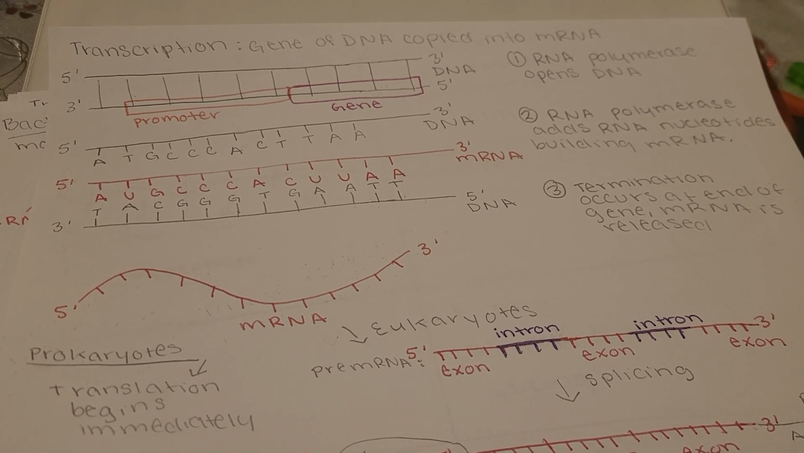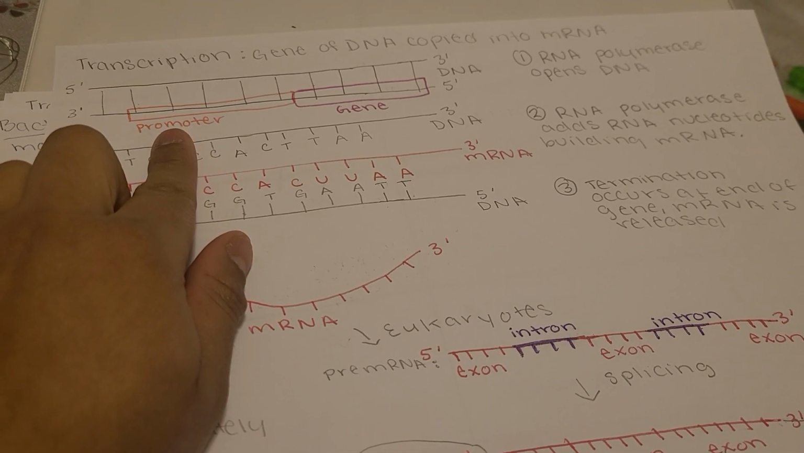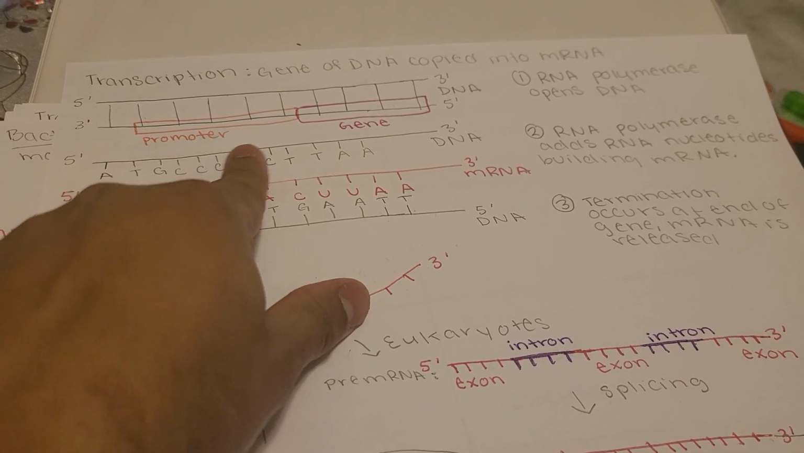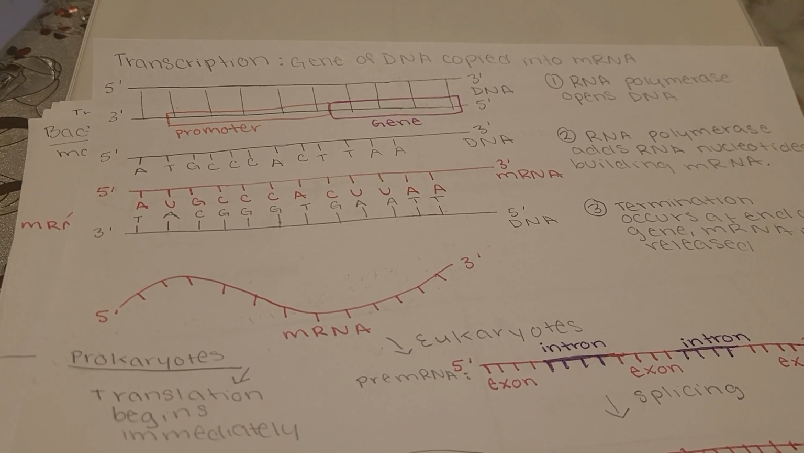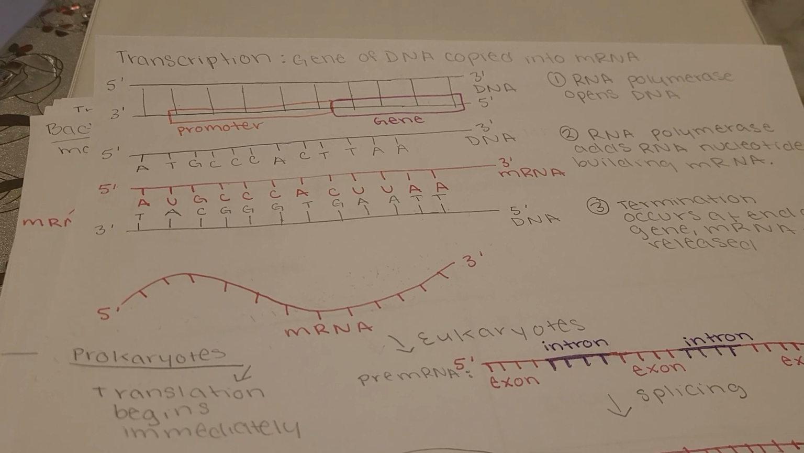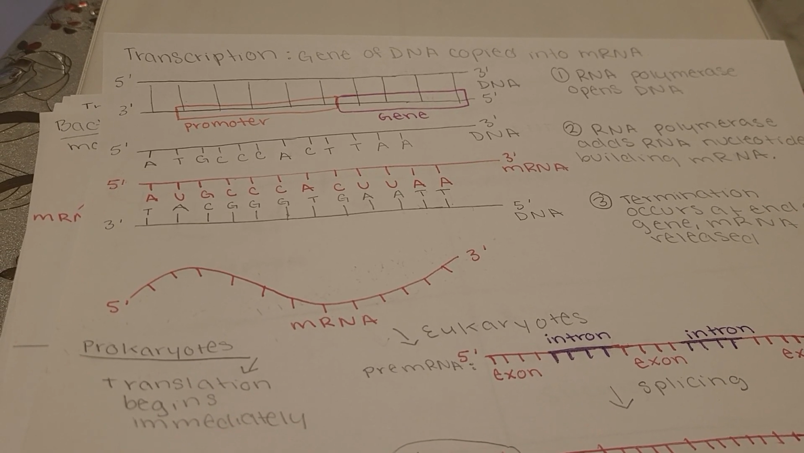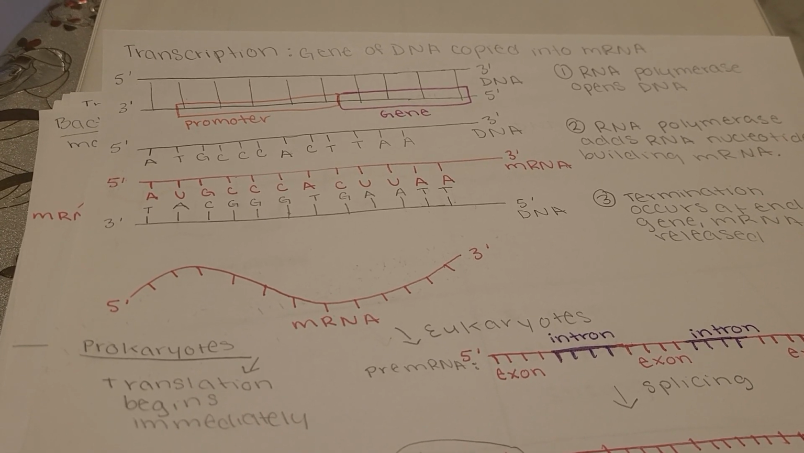I've drawn the promoter in orange and the gene in pink. So this is the promoter right here, and that's the gene. Promoter and gene. So what will happen is that the enzyme that will perform transcription will first bind to the promoter, which allows them to recognize where the gene is starting.